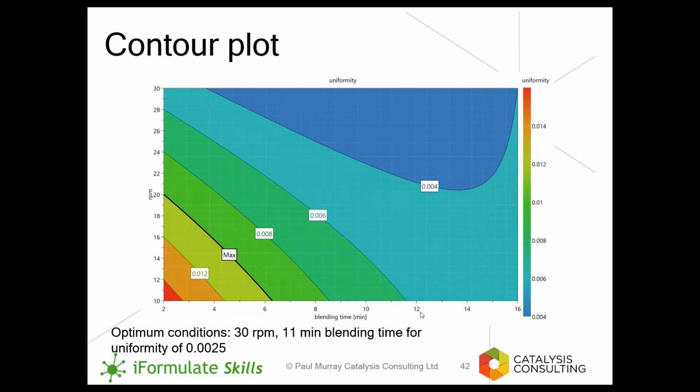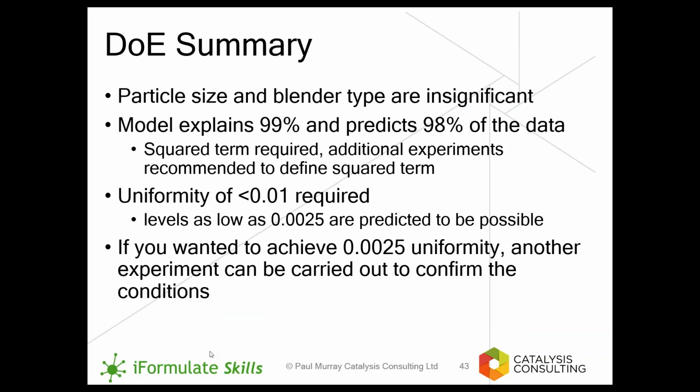So the optimal conditions here are 30 RPM and 11 minutes blending time, and that will give us something which is very, very uniform. But anything within this space here will actually meet the uniformity objective that we set at the beginning. So the optimum conditions, we can get a value of 0.0025, but 0.1 was set as the target we must achieve. So we can choose where we want to operate our process.